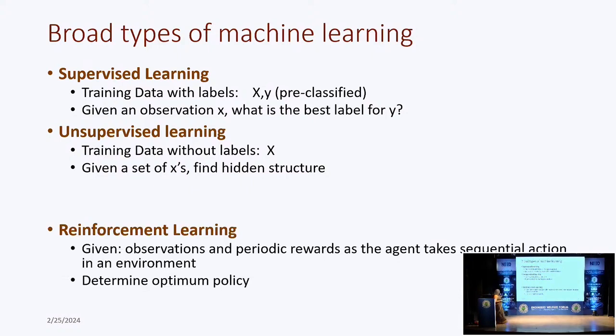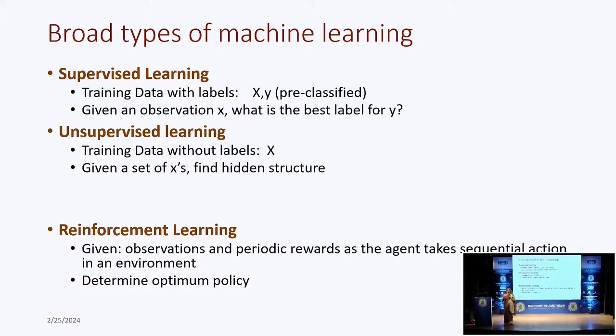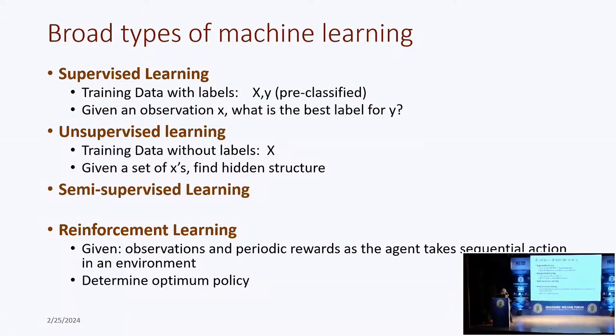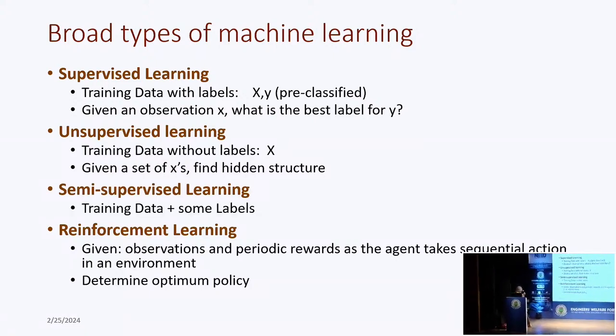Then the third paradigm, which is also very useful, is reinforcement learning, which is especially useful when you have a continuous system. You have the system interacting with the environment continuously, and it's not just that at a point you decide what the output is, but you have to take sequential actions to decide the optimum policy. And we'll talk a little bit about these models now. There is also semi-supervised learning, where you have some labeled data and a lot of unlabeled data.